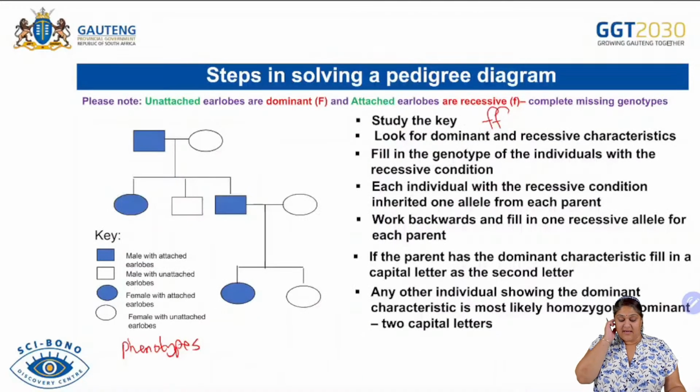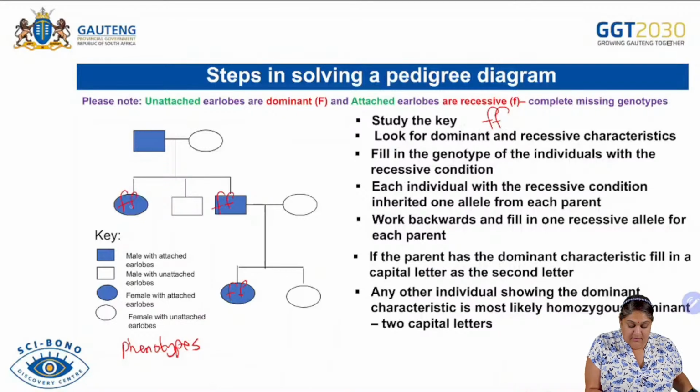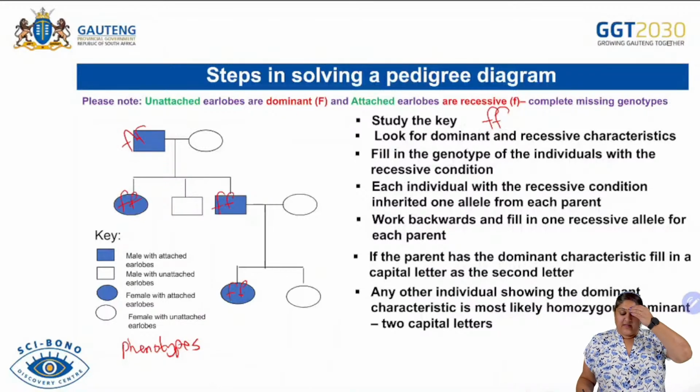Right. So the first thing, that's what you're going to do first. You're going to put in all the small f's. Okay, so let's just quickly put them in here. Those are the ones that you know. So then you're going to work backwards and fill in the one recessive allele for each parent, because you know that if the offspring has the recessive condition and it's homozygous recessive, each of those recessive alleles must have come from the parent. So one will come from each parent.